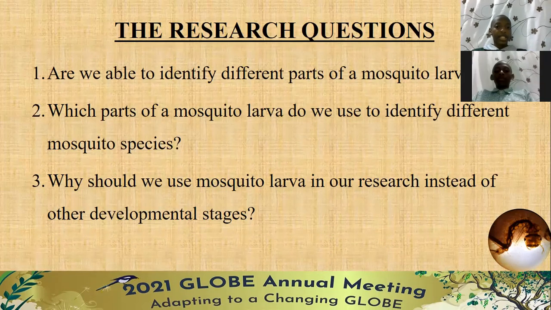The research questions. Are we able to identify different parts of a mosquito larva? Which parts of a mosquito larva do we use to identify different mosquito species? Why should we use mosquito larvae in our research instead of other developmental stages?